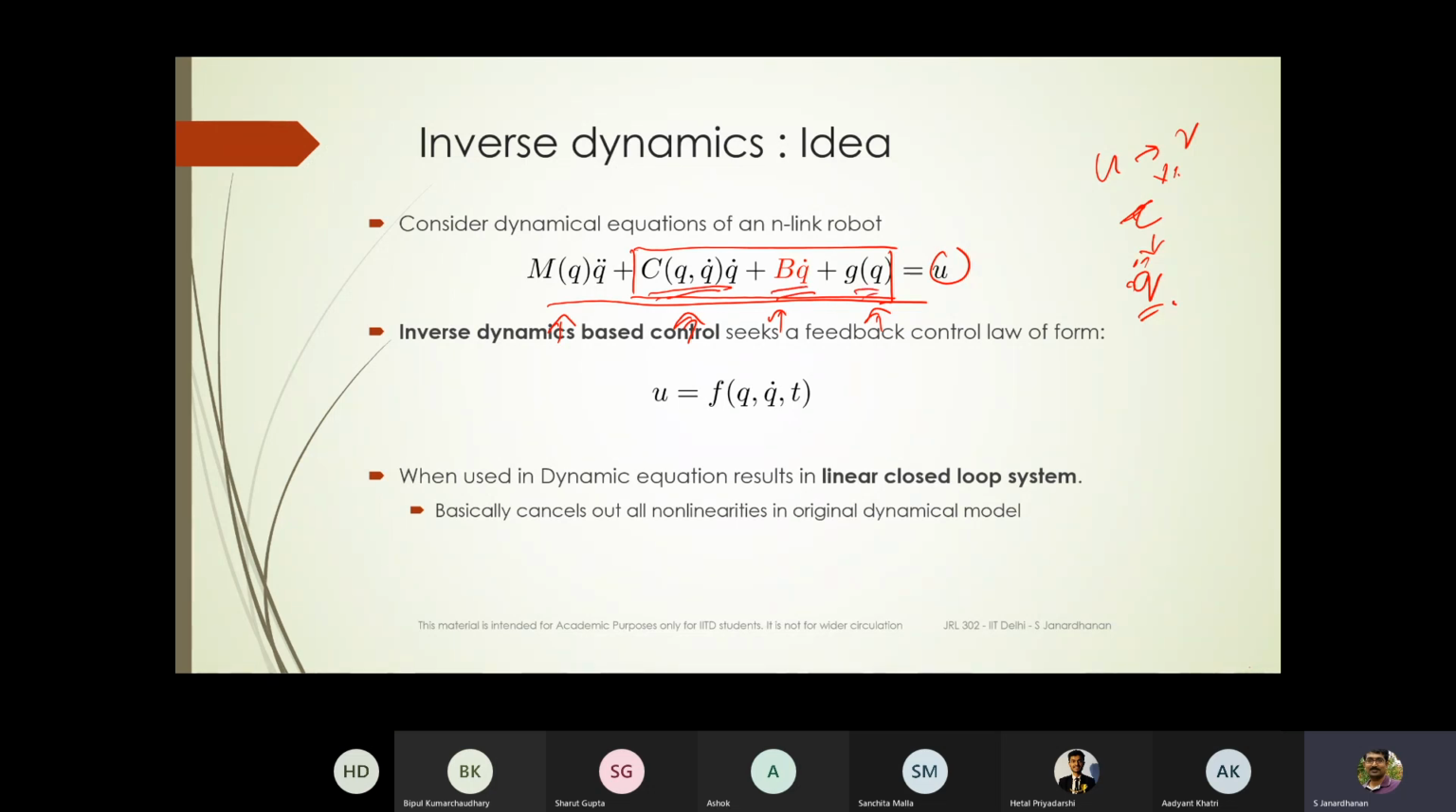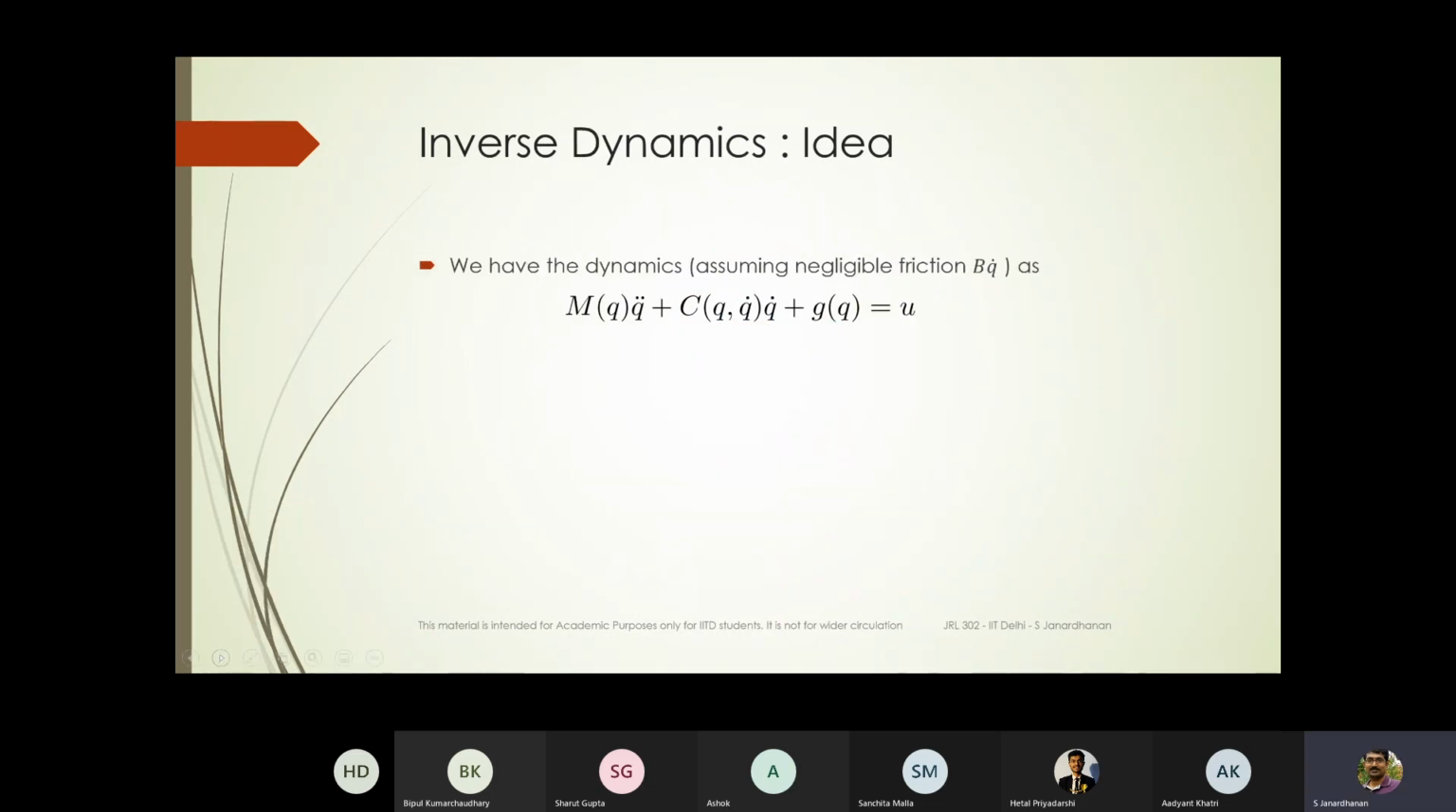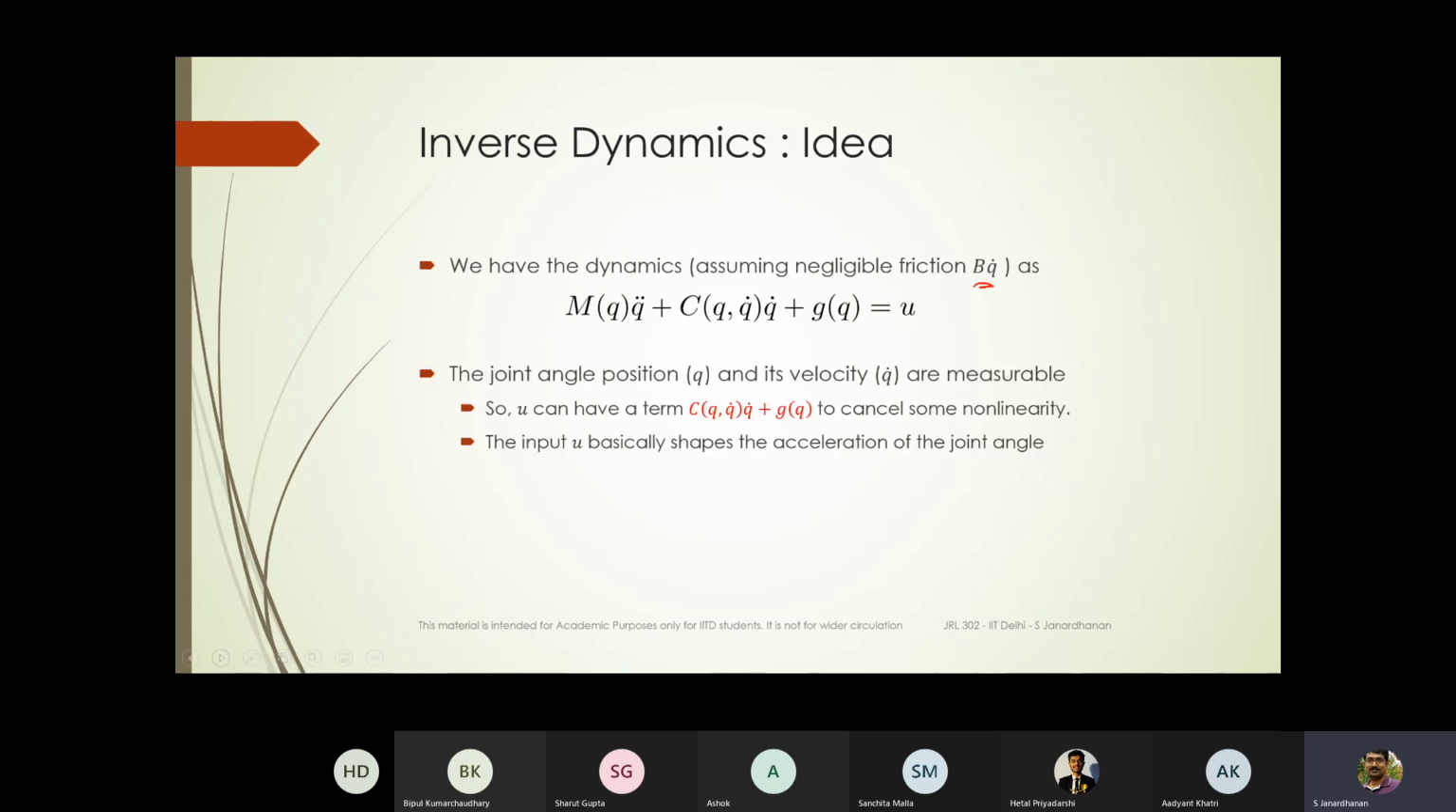Okay, so that's why initially what we are trying to do is, first we assume, as in the case of the multivariable PD, that the friction is negligible, and we ignore that part. And the next thing that is being done is, since the joint angle and the joint velocity are measurable, we incorporate these terms C(Q) and G(Q) into the control, so that the input basically shapes the acceleration of the joint variables. Let's see what would happen if you add these two terms in the control.